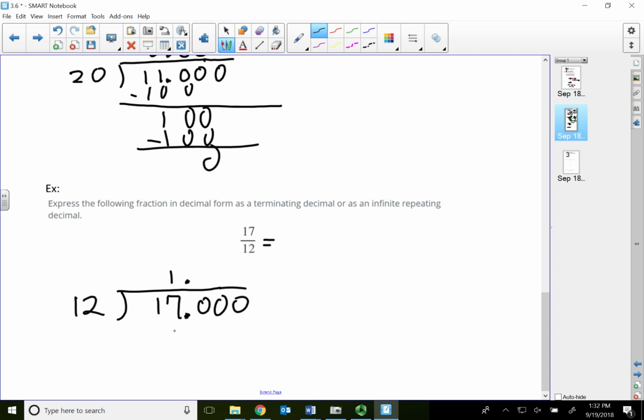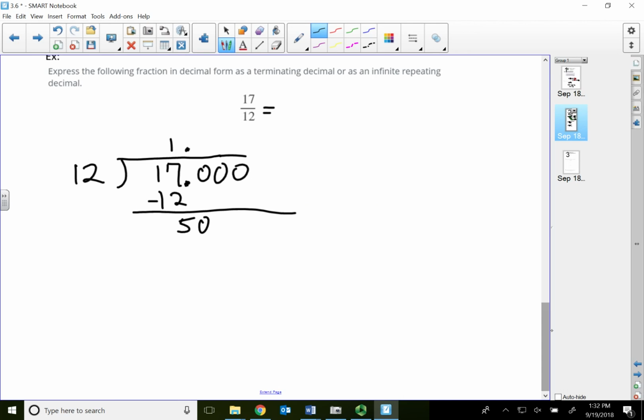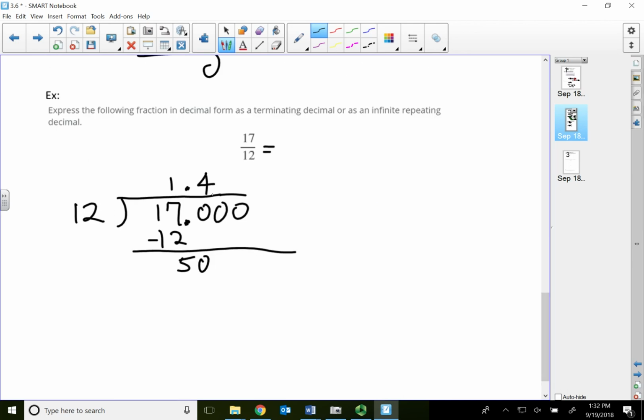12 going into 17 one time. That's 12. So that's 5. Bring down the 0. 12 going into 50 about 4 times, because 4 times 12 is 48. So that's a 2. Bring down the next 0. 12 going into 20 about 1 time. That's 12. That's 8. Bring down the next 0. So that goes right there. This is the third 0 I added.